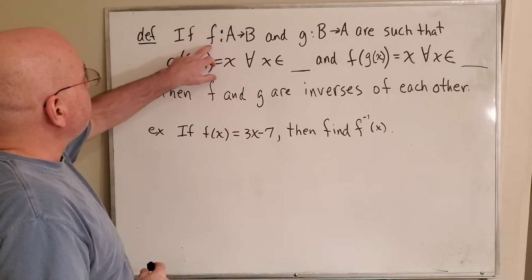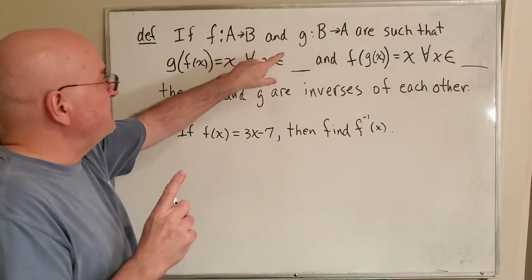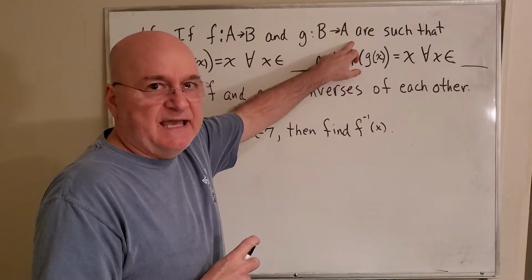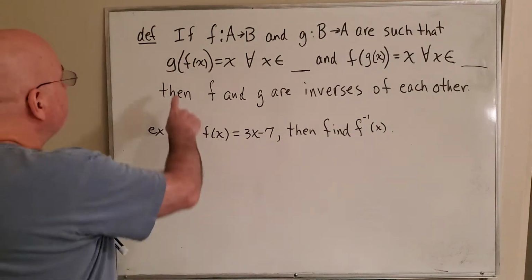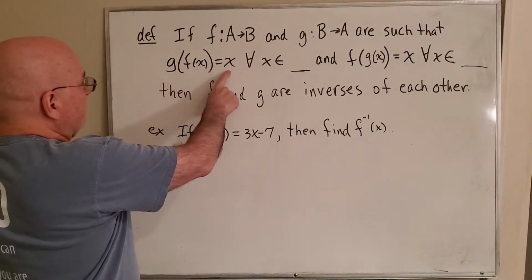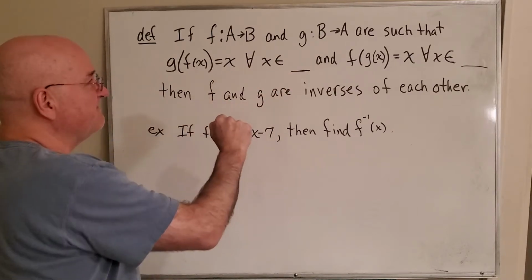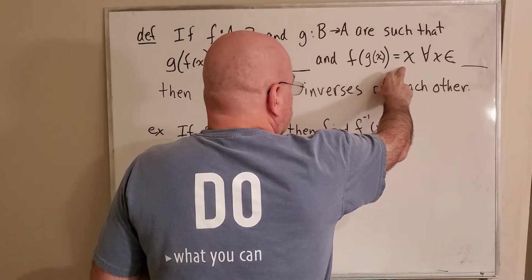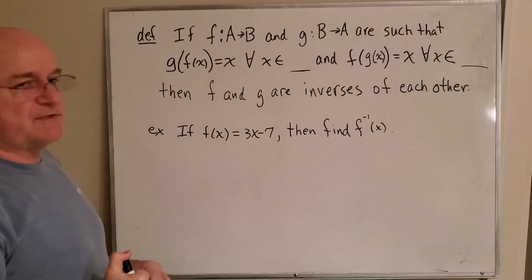So in general, if f, which goes from A into B, and this is very important, and g goes from B into A, are such that the following is true: g of f of x equals x for all x in, and I'll fill this blank in a minute, and f of g of x is equal to x for all x in blank, then f and g are inverse functions of each other.